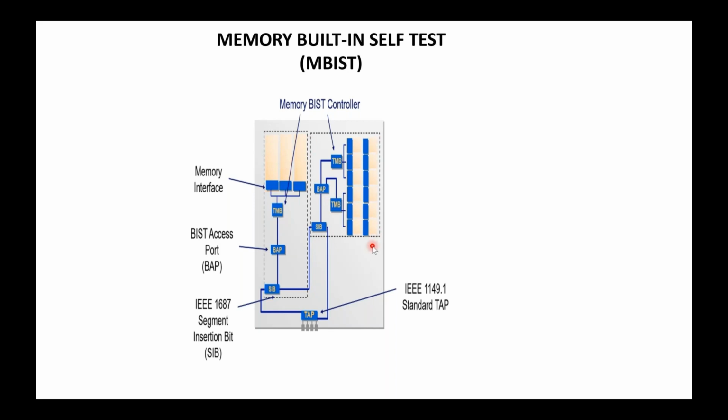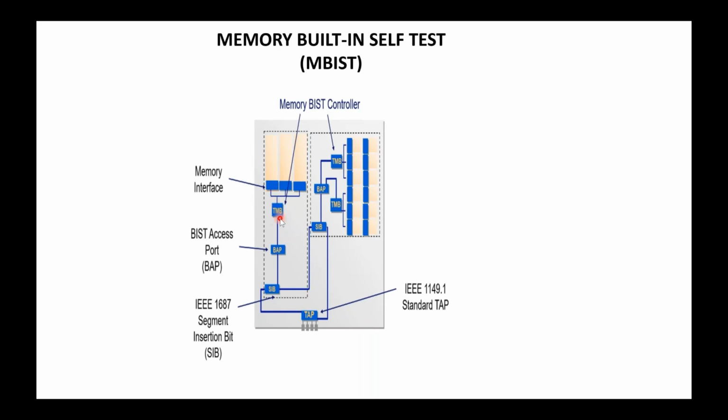Each memory should have an interface. What I am pointing out here is called an interface. Why we require an interface, I'll tell in the next slide. These interfaces are controlled by the TMB. TMB stands for Tessent Memory BIST Controller.